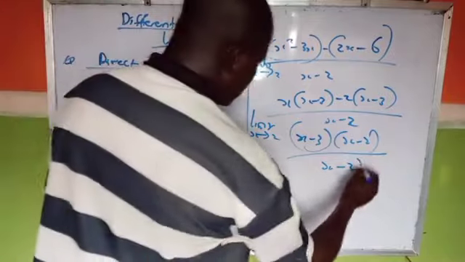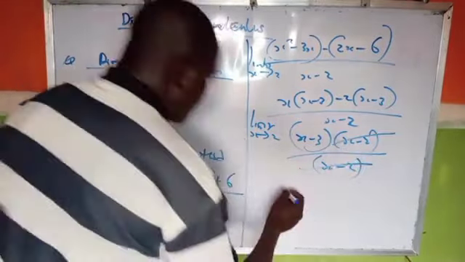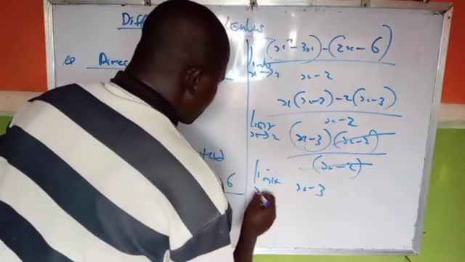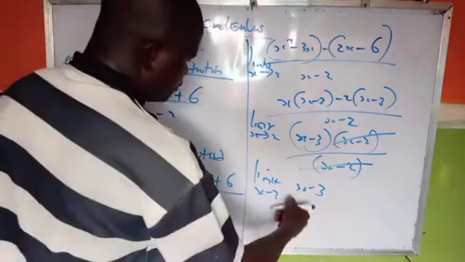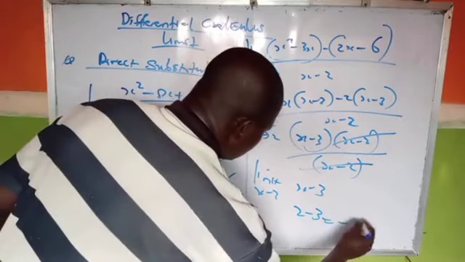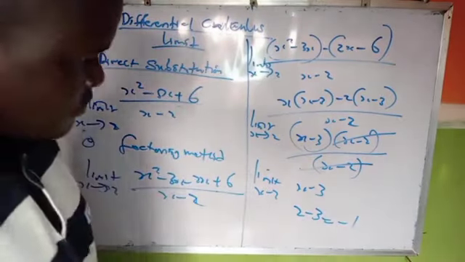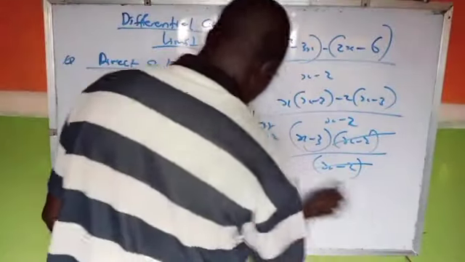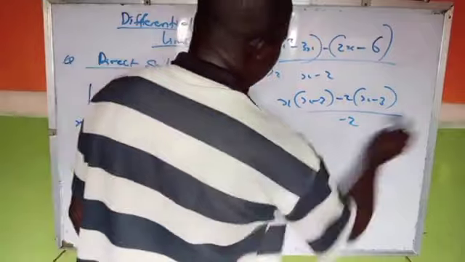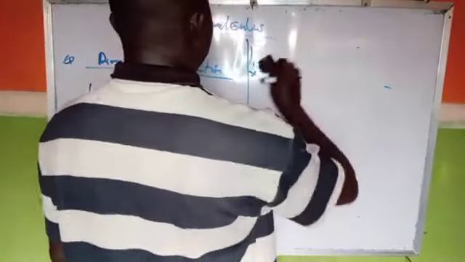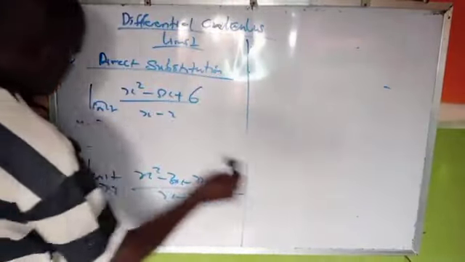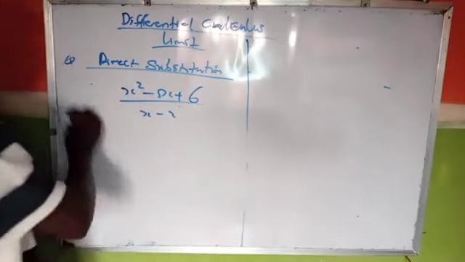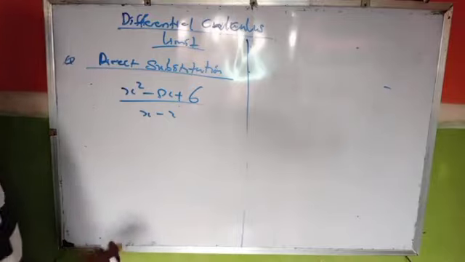So here, this cancels this. Then you will have x minus 3, then the limit now, x tends to 2. So you place 2 here, 2 minus 3, which is minus 1. So that is it. You have it like that. That's another method you can use once you have an indeterminate value.